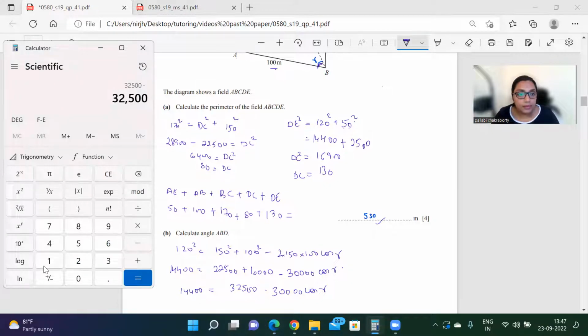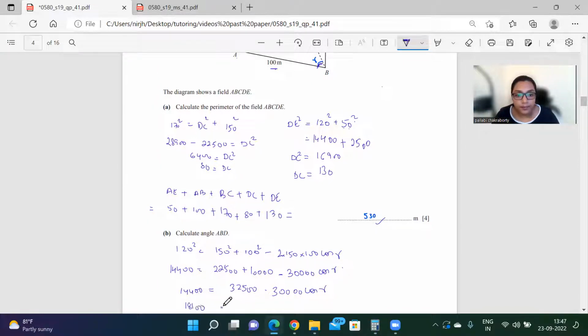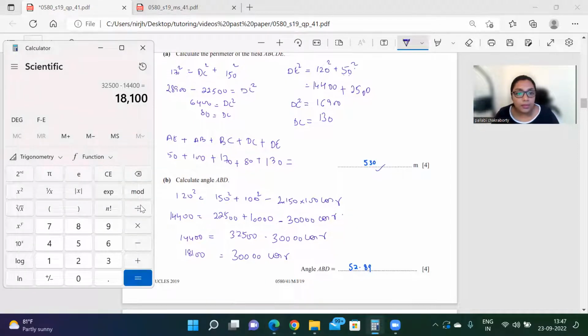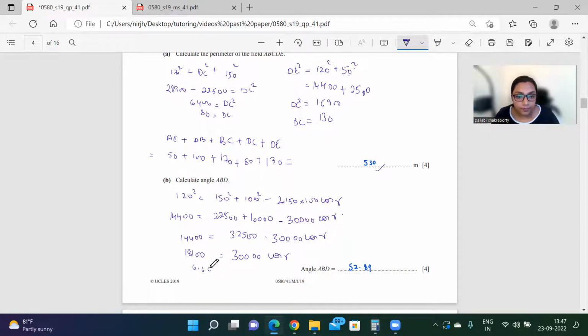So this minus 14400 will give you 18100 is equal to 30000 cos gamma. I'm removing the negative sign because when this goes on the other side, it becomes negative, so you can cancel out the negative signs. So our cos gamma becomes equal to 18100 divided by 30000, which is 0.60.